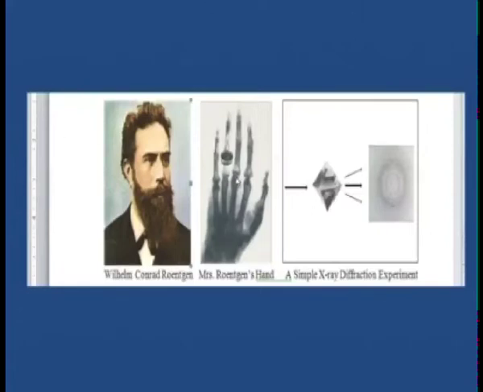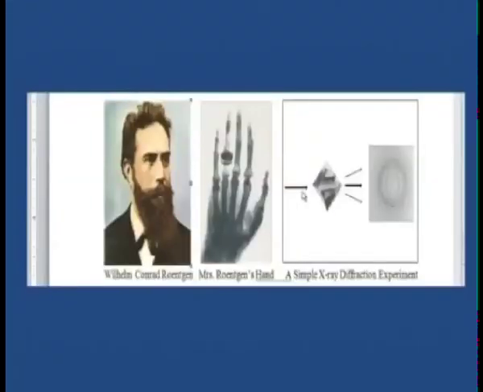Similarly, here you see the bone. The X-ray will pass through the flesh, but not through the bone. You see the bone here, and the ring is seen here, the ring which is owned by Mrs. Röntgen. So, Mrs. Röntgen's hand can be seen. This is what was done by Röntgen, the interaction between Röntgen and his wife.